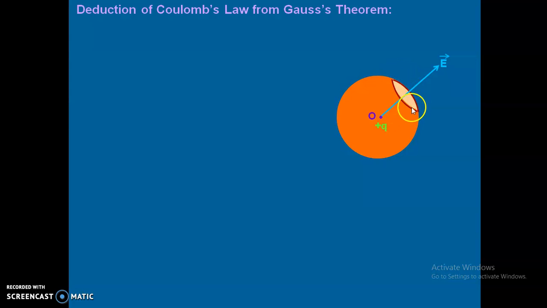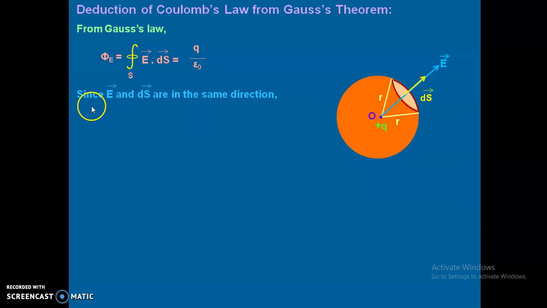Again, the same type of consideration as we made in the spherically symmetric charge distribution: a small surface area dS, and the radius of the sphere is r. This is vector dS. So from Gauss law we can write φE is equal to integration of E dot dS, which is q upon epsilon naught. Now we can see E and dS both are acting in the same direction, so the value of theta will become 0. So E dS cos theta, cos 0 is 1. So simply we can write integration of E dS over a closed surface is equal to q upon epsilon naught.